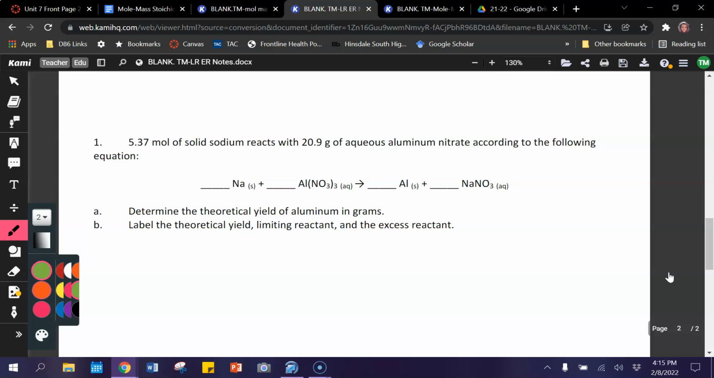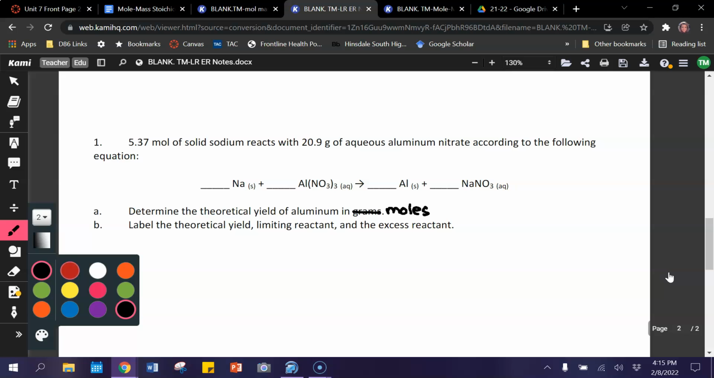I know it says grams here, but I'm going to go ahead and cross this out. I would just like you to be able to find out how many moles of aluminum we get. And in order to figure out part A, we actually have to do part B first. We have to figure out what the limiting reactant and the excess reactant are first. Okay, so let's get started.